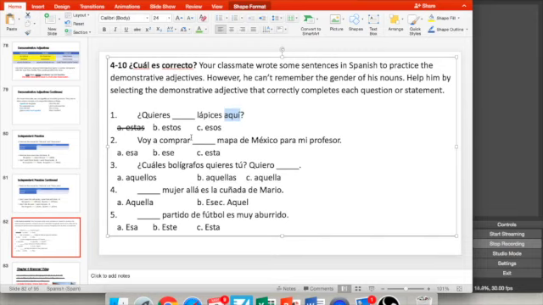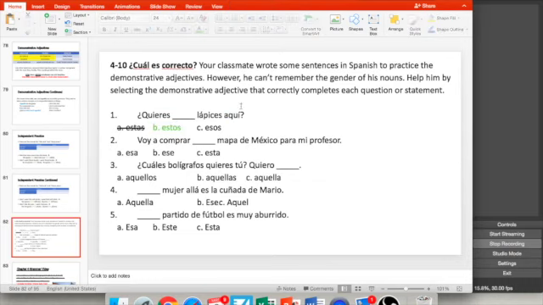It implies that something is close by. So we're going to use these in this case. So this and these both have T's. We can select B. Do you want these pencils here?